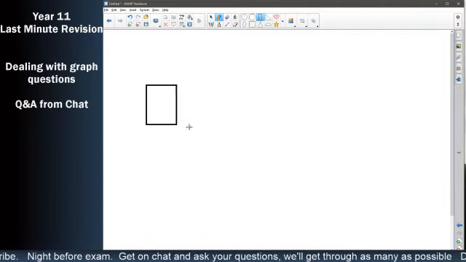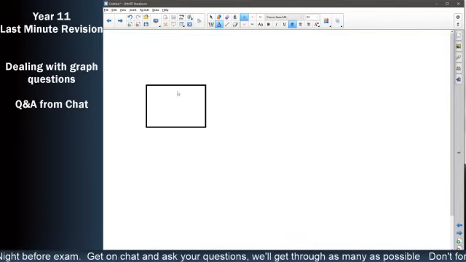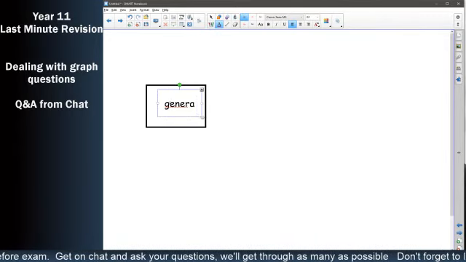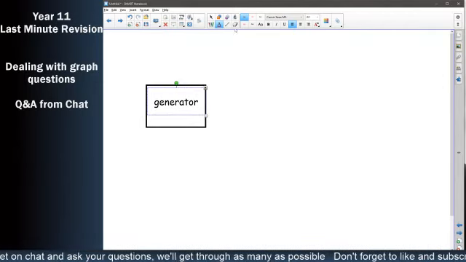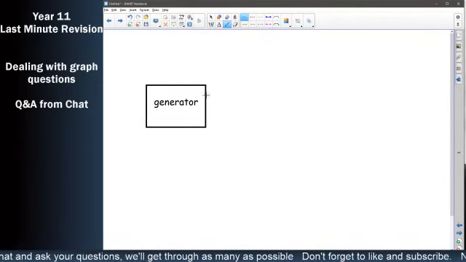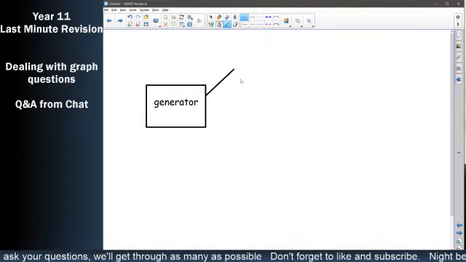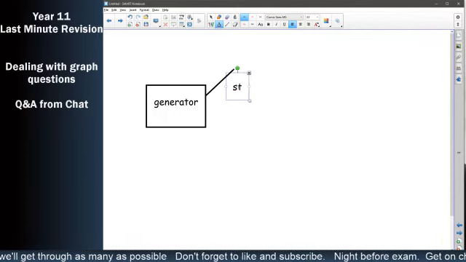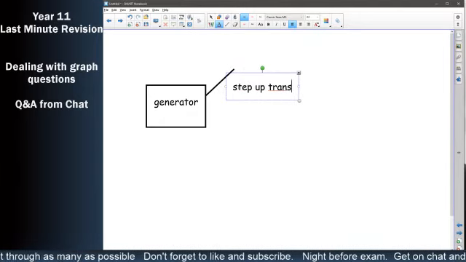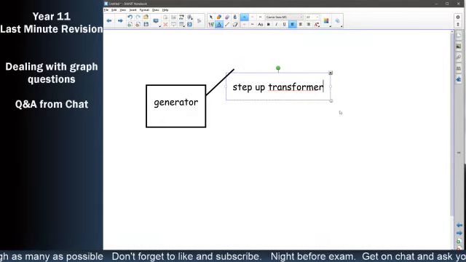Alright, so you start off here with your power generation system, so this is your generator, or your power station. Next thing you need to do is at your power station you go up onto the super grid. In order to do that you need to up your voltage so that you're reducing energy loss in the wires. So right here we have a step up transformer.